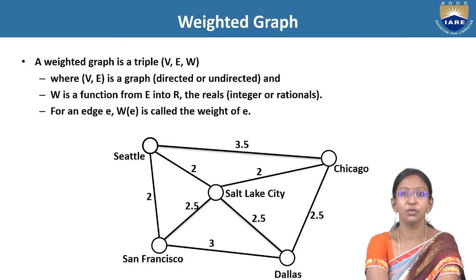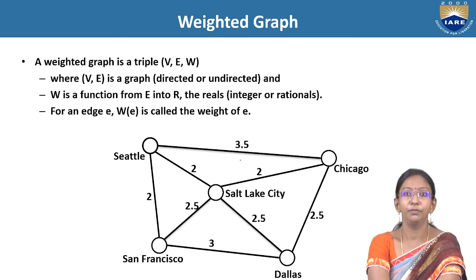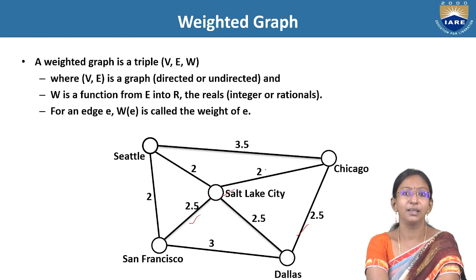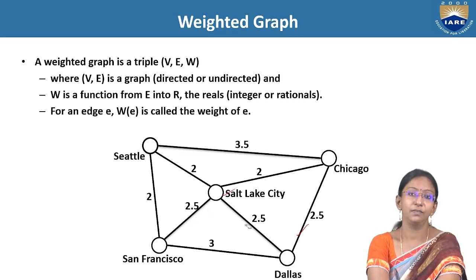Have a look at this picture. A weight of 3.5 is there between Seattle and Chicago, and a weight of 2.5 is there between Salt Lake and Dallas, right? Between San Francisco and Salt Lake, you have 2.5. If an edge bears a weight on it, it is known as a weighted graph. So you can even have weighted directed graphs also.